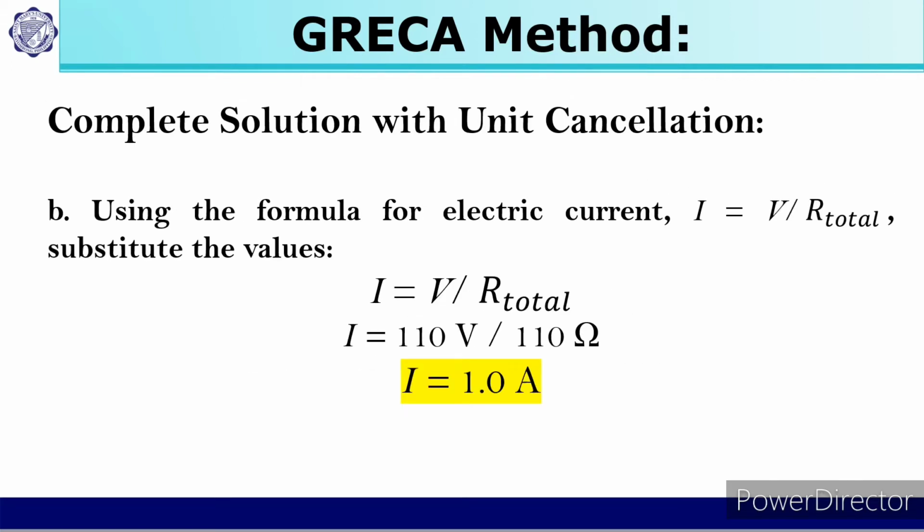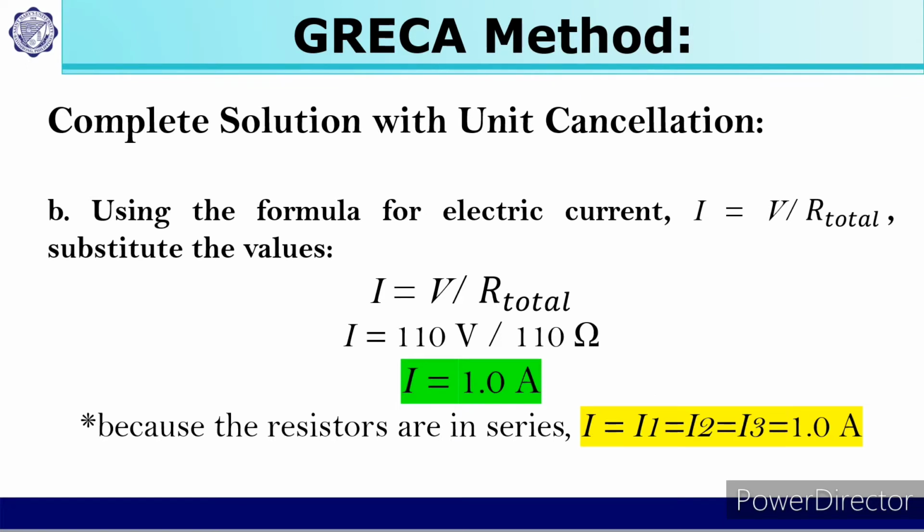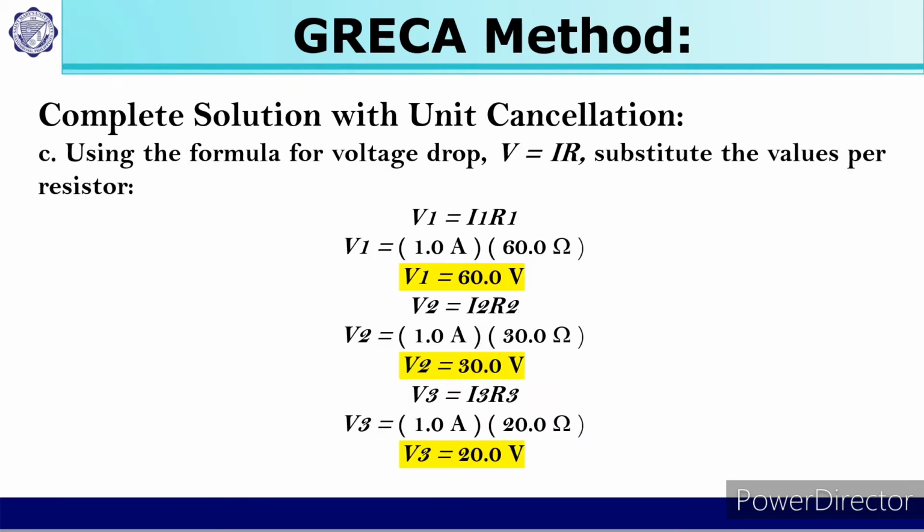Next, we proceed to letter B. Using the formula for electric current, which is voltage divided by the total resistance, substitute the values. The voltage is 110 volts and the total resistance that we computed a while ago is 110 ohms. So 110 divided by 110 is equivalent to 1. The unit for electric current is ampere, so 1 ampere. Because the resistors are in series connection, individual current per resistor is the same, which is also 1 ampere.